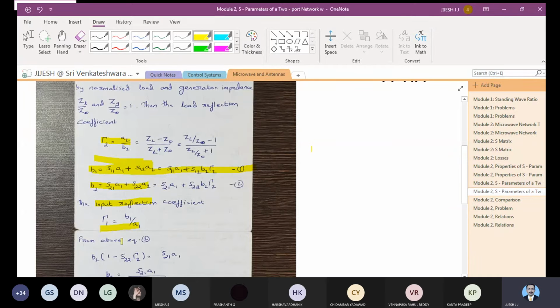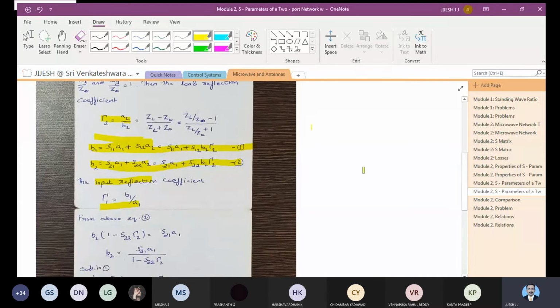So I am just going to rearrange the equations further. Let us make use of equation number 2 for the further solution. From equation 2, B2 is equal to S21A1 plus S22B2 gamma 2. Let me take B2 common outside and A1 separate. I have B2 terms separate here and A1 terms separate here. Then finally I will come out with the equation for B2 as S21A1 divided by 1 minus S22 gamma 2.